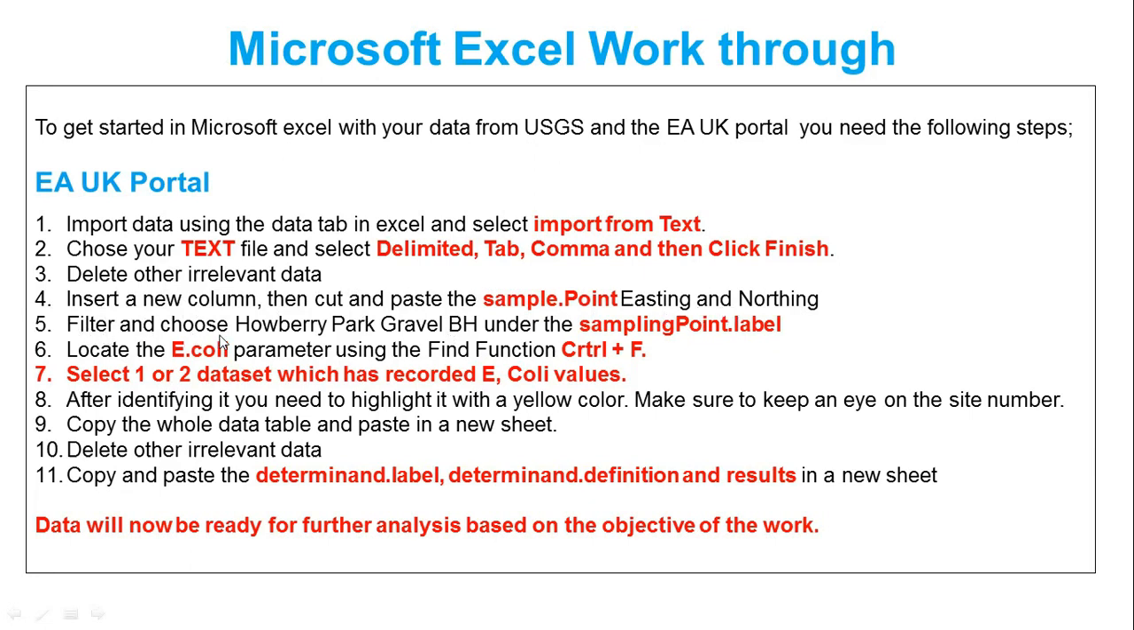Filter and choose Horbury Park Gravel BH under the sample point level. Locate the E. coli parameter using the find function, Control F. Select one or two data sets which have recorded E. coli values. After you find that, highlight it in yellow like we did yesterday. And then you copy the whole data table and paste it in a new sheet.